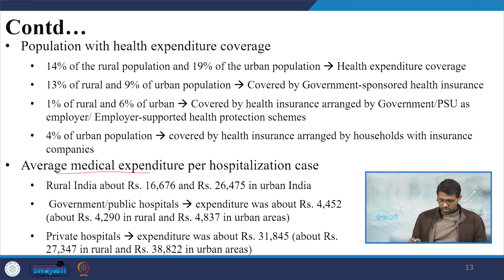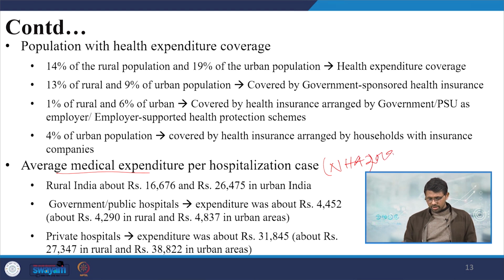You can also refer to the National Health Accounts 2019 figures, which are the latest. Government public hospitals account for an average medical expenditure of rupees 4,452 on the aggregate, which is 4,290 in rural and 4,837 in urban areas. Okay. Private hospital expenditure was about 31,845 rupees, and rural and urban decompositions are mentioned; we are directly referring to the official data.